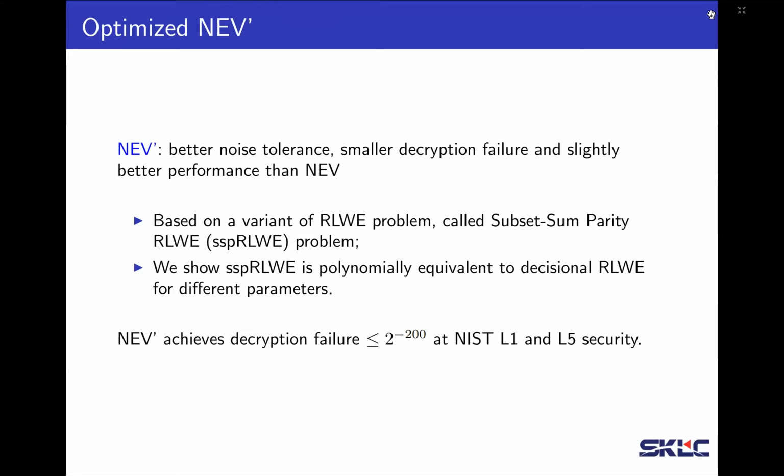We also present the scheme prime with better noise tolerance, smaller decryption failure, and slightly better efficiency than the scheme. It is based on a variant of the learning with rounding problem, SST parity, real-time B, or SST real-time B in short. We show the SST real-time B problem is equivalent to the decision of real-time B. It achieves smaller decryption failure, that is less than or equal to 2 to the power minus 100, at both security levels, and with the same small public key sizes and ciphertext sizes.